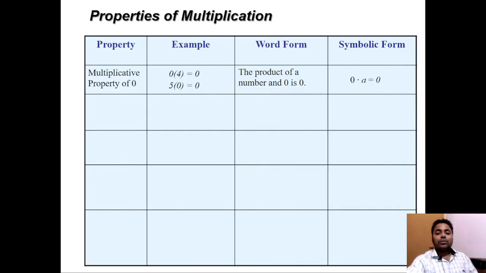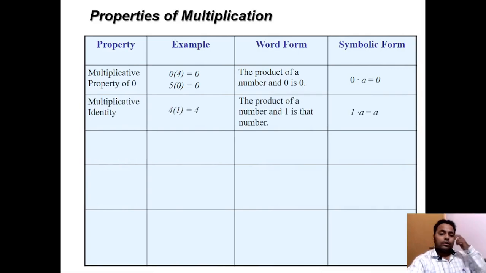Here are some properties of multiplication. Multiplicative property of 0: when we multiply 0 by any number, the result will always be 0. The product of a number and 0 is 0. And 0 times a is equal to 0. 0 multiplied by a is equal to 0.